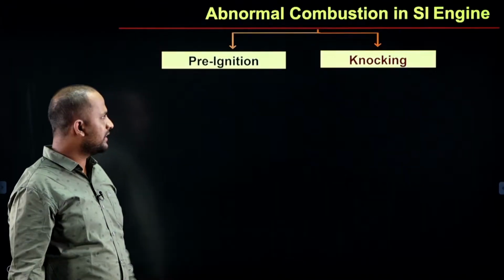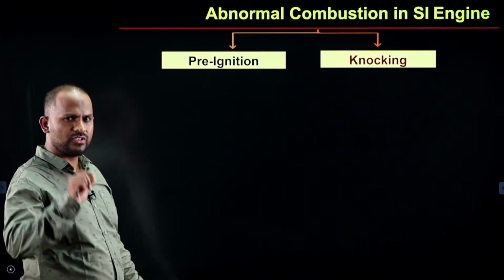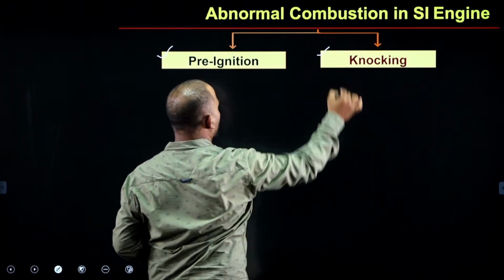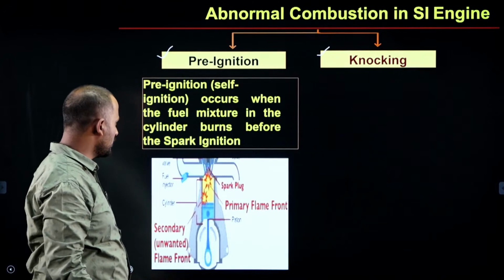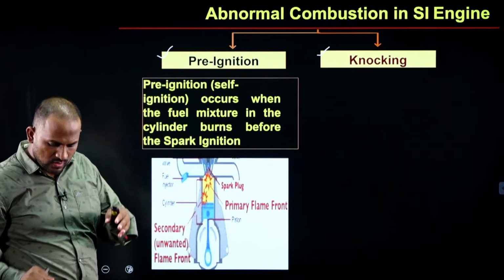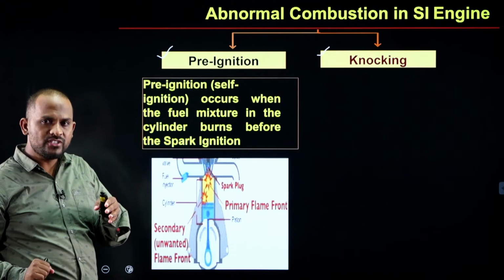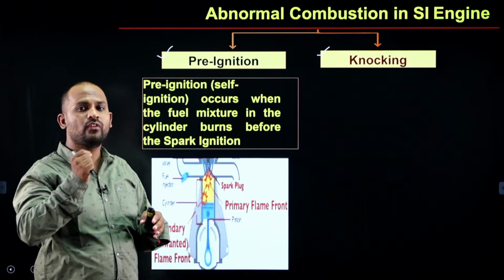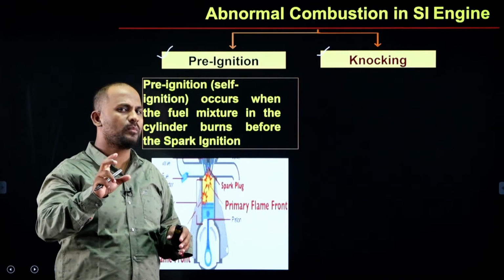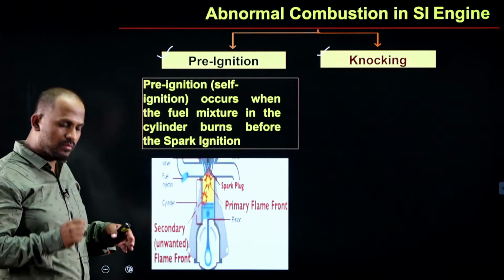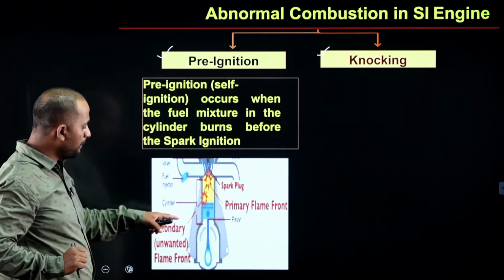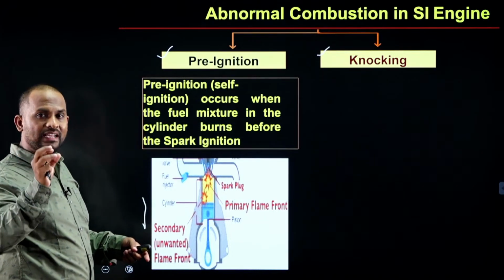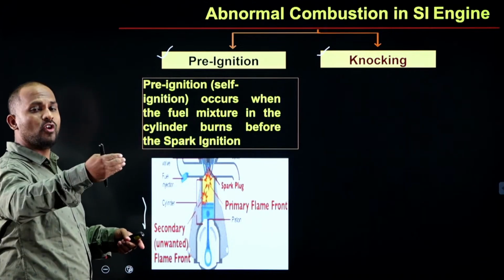Now let us see the reasons for abnormal combustion. The first reason is pre-ignition and the second reason is knocking. What is the meaning of pre-ignition? Generally in SI engines, when the piston moves from BDC to TDC during the compression stroke, the spark is created at the end near TDC, which is normal combustion. But during the same movement from BDC to TDC, a small amount of fuel particles gets ignited before the normal combustion.